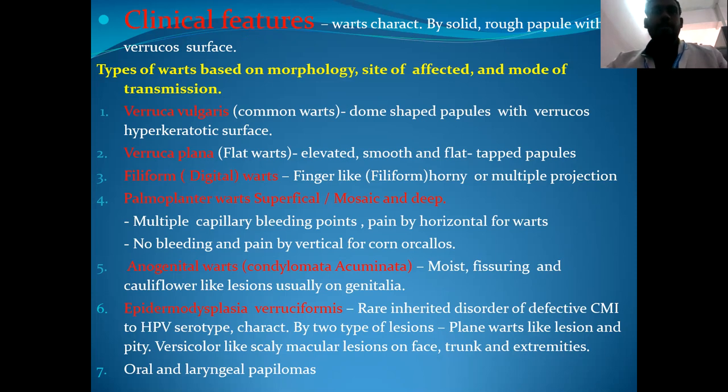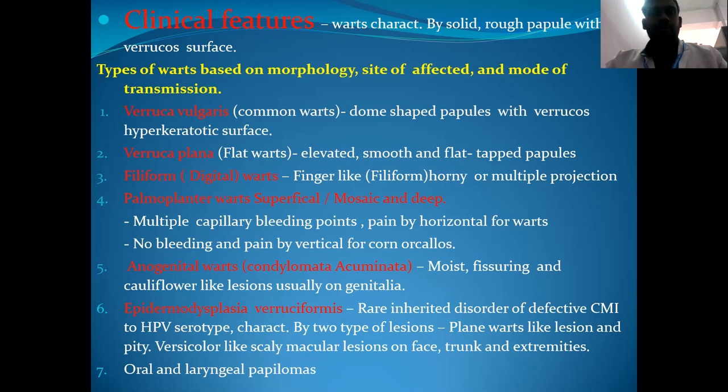It will have multiple capillary bleeding points. On horizontal compression, there will be pain, which can be seen in these kinds of warts. If you put vertical pressure, there won't be any pain or bleeding, whereas if you put horizontal or lateral pressure, there will be pain in the case of warts.